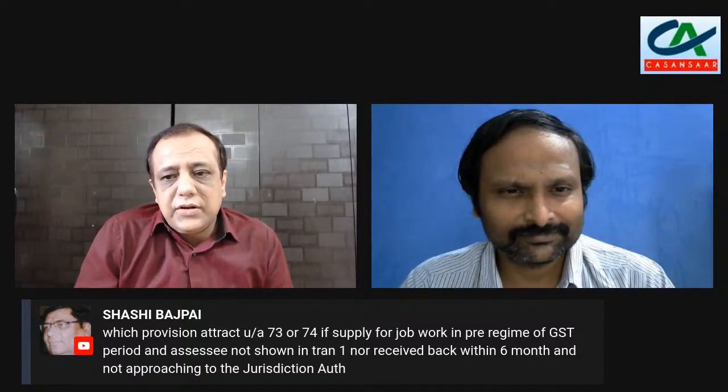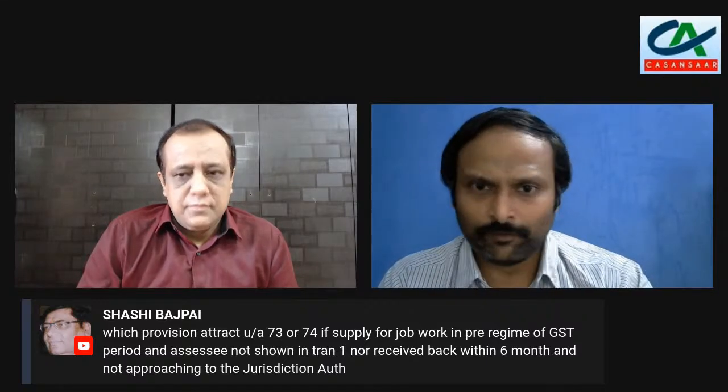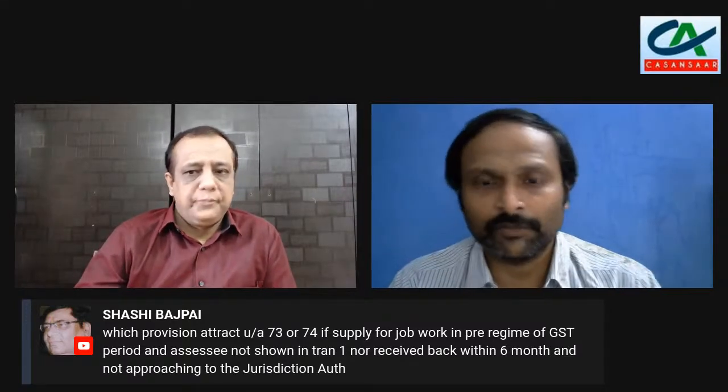Next query is, which provision attracts, under section 73 or 74, if supply for job work was in the pre-GST regime period and shown in TRAN-1, and goods were not received back within 6 months, and not approaching the jurisdictional authority? Simple. You are liable to pay GST, you have not paid GST. That is the only provision, because the non-receipt of goods within 6 months from 1st July 2017 would mean that you are liable to pay GST for breaching the provision, which you have not paid. The department has got the right to recover it. So either 73 or 74, non-payment of tax is the provision.